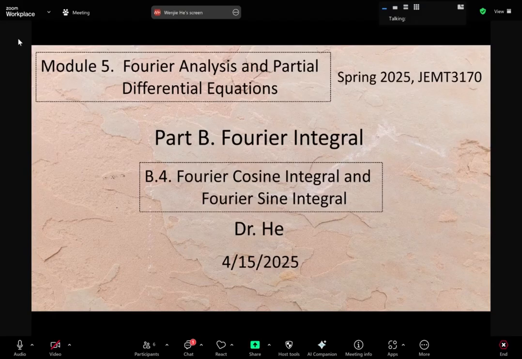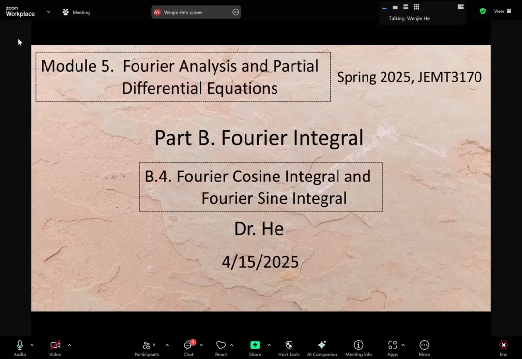Because this Fourier integral is a foundation for the Fourier transform. After we understand the Fourier integral, then we can look at the Fourier transform, another big important topic we need to learn. Especially for engineering, the Fourier transform is extremely important. All right.